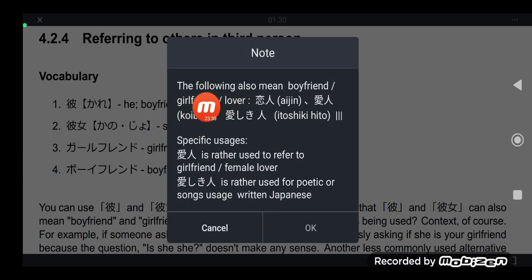Okay, the following also mean boyfriend or girlfriend or lover. It could be aijin, if you want to refer to a lover who is female. Aijin. Or koibito. Koibito is lover. Okay.